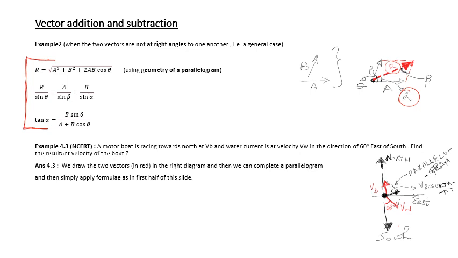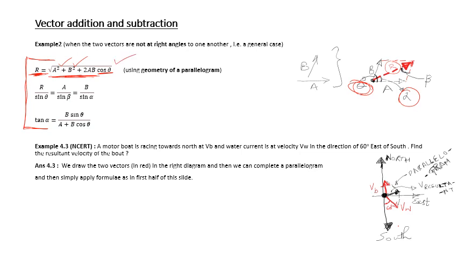So the magnitude of the resultant is given by this formula: the square of the magnitude of A, the square of the magnitude of B, and twice AB into cos theta. Cos theta was our angle between the two, and it's also given here in this figure. So this you have to remember.